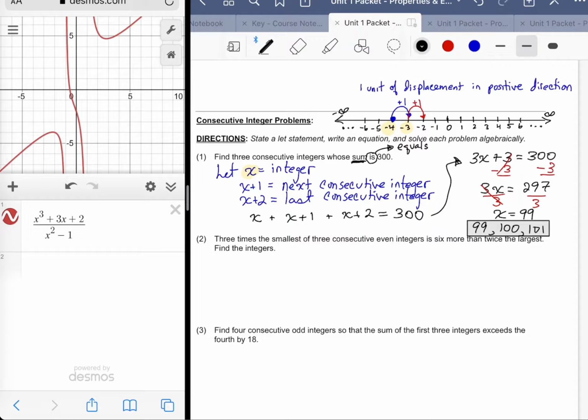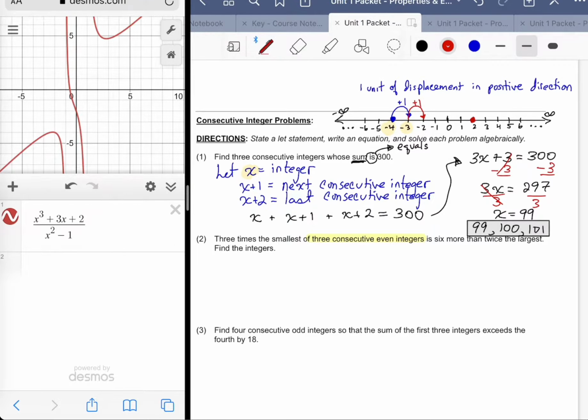So that's where we're getting with number 2 and 3. So 3 times the smallest of 3 consecutive even integers. That starts getting a little dicier. But let's just focus on the 3 consecutive even integer parts. So if I'm talking about, let's say we're starting at 1. Oh, actually, that wouldn't make sense. Starting at 2, and I want 3 consecutive even integers.